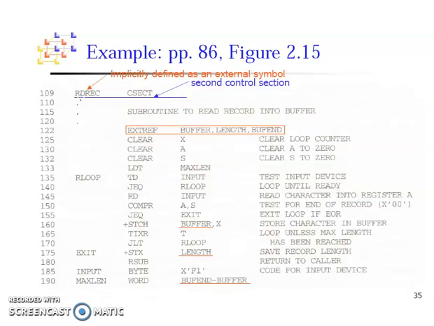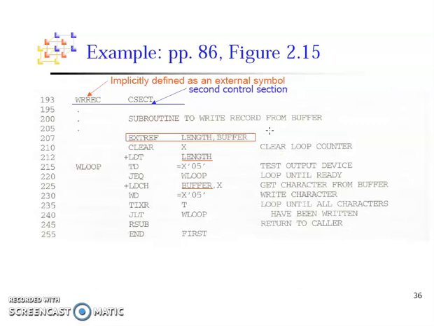In case of the second control section, RDREC, section name followed with the directive CSECT, it makes use of the reference symbols BUFFER, LENGTH and BUFEND, which means that BUFFER, LENGTH and BUFEND are used within the control section, but defined elsewhere. BUFFER, LENGTH and BUFEND are defined in the COPY program, that is the default section. Here also the same. WRREC is the third control section, in which the external reference symbols LENGTH and BUFFER are used.